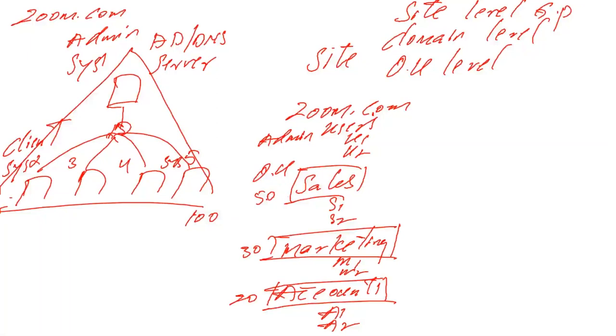These users can log into any client machine. There is no restriction. So S1 can log in here, S2 can log in here, M1 here, and M2 can log in here. The users can log into any of these machines.